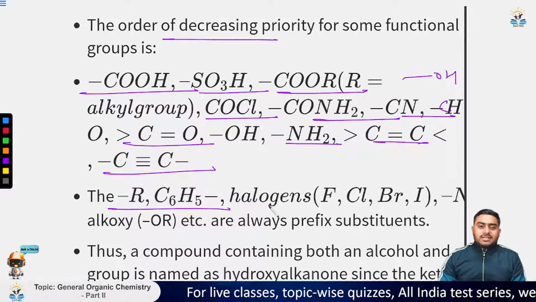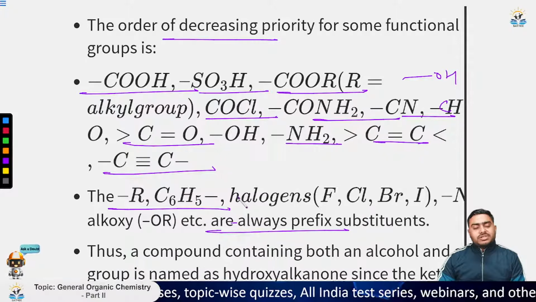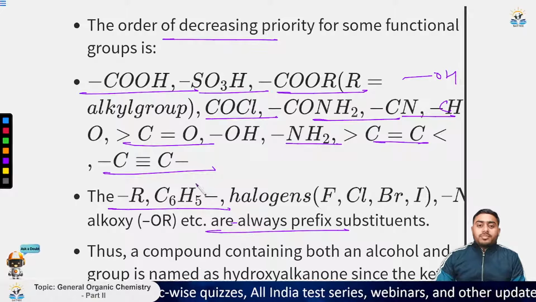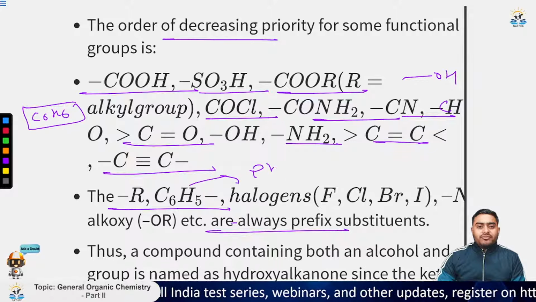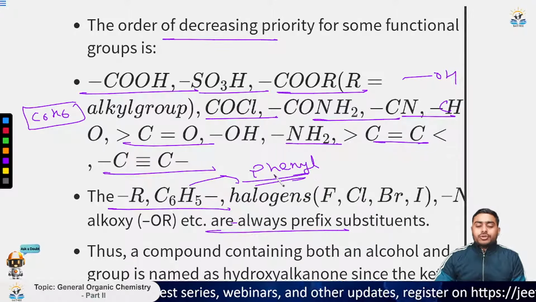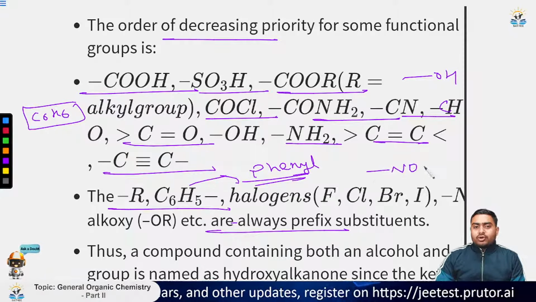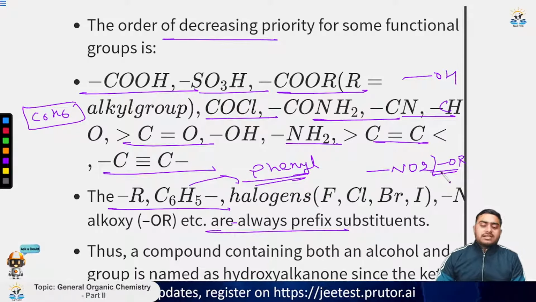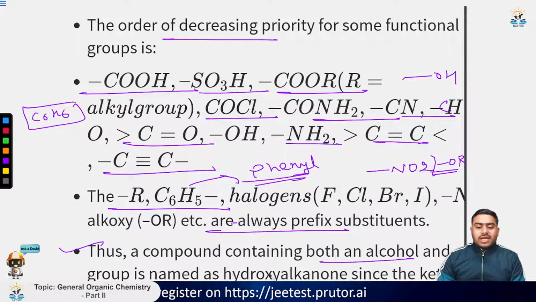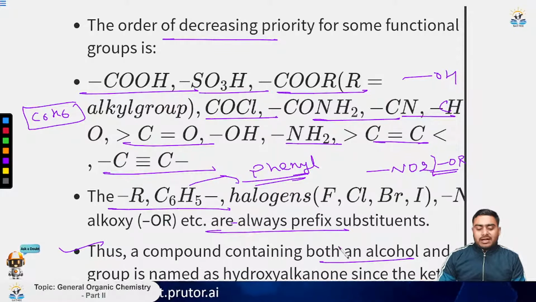Okay, the R, C6H5, halogens, these are always substituents, like the R group, which is an alkyl group. C6H6 is benzene, but C6H5 is phenyl, when benzene acts as a substituent. Halogens like fluorine, chlorine, bromine, iodine, and the NO2 group, and alkoxy groups like methoxy, ethoxy, these groups always act as substituents. Thus, a compound containing both an alcohol and a ketone group is named as a hydroxyalkanone, since the ketone group is preferred to the hydroxyl group.